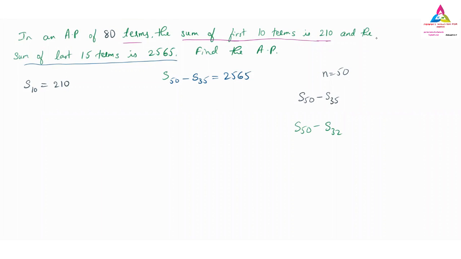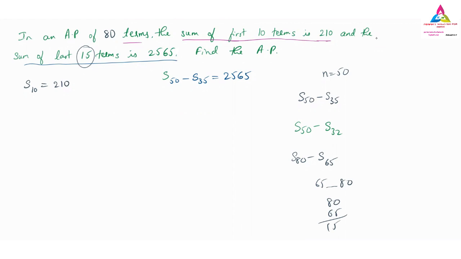What may be your last 15 terms? The sum will be, what is the equation may be? Yes, S80 minus S65. Not 15, 65. Because 80 minus 65, if you do, you must get 15 numbers. So 65 to 80, if you count now, there will be 15 numbers. So this is the meaning of that.